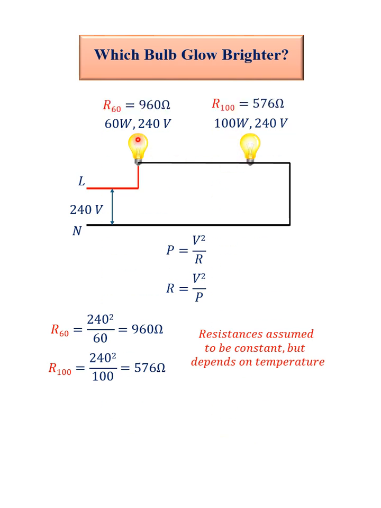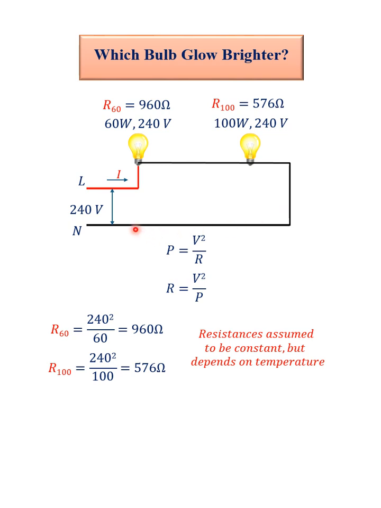So in series, we now have a 960 ohm resistor for the 60 watt bulb in series with a 576 ohm resistor for the 100 watt bulb. These bulbs are in series. Because they are in series, it means the same amount of current flows through them. Let's identify the current as I. So if a current I flows because of a 240 volts applied across these two bulbs, the current I will flow through this bulb and this bulb at the same time. So they are said to be connected in series.